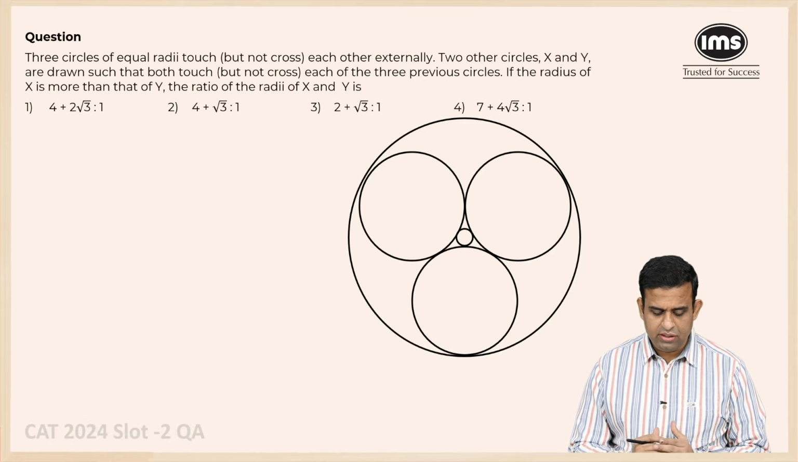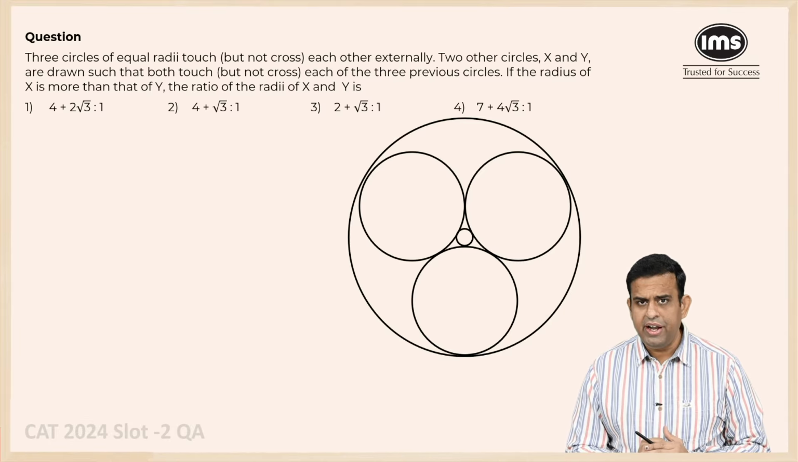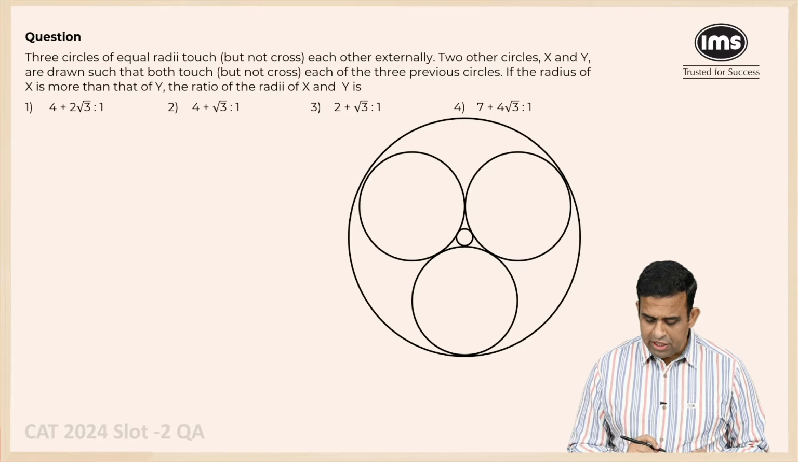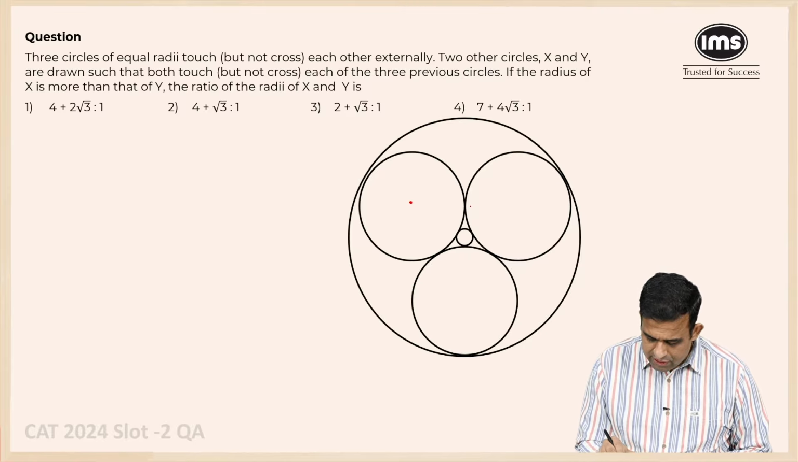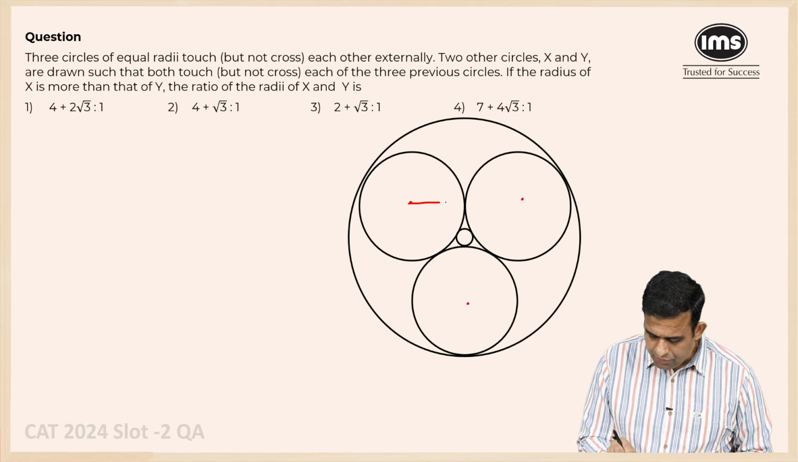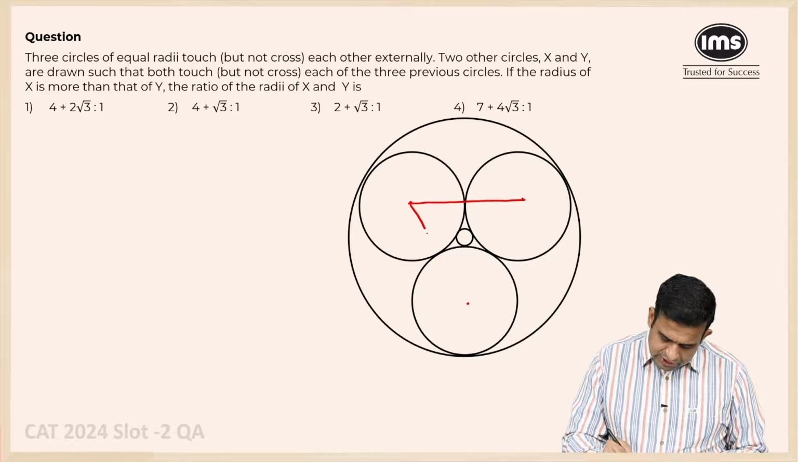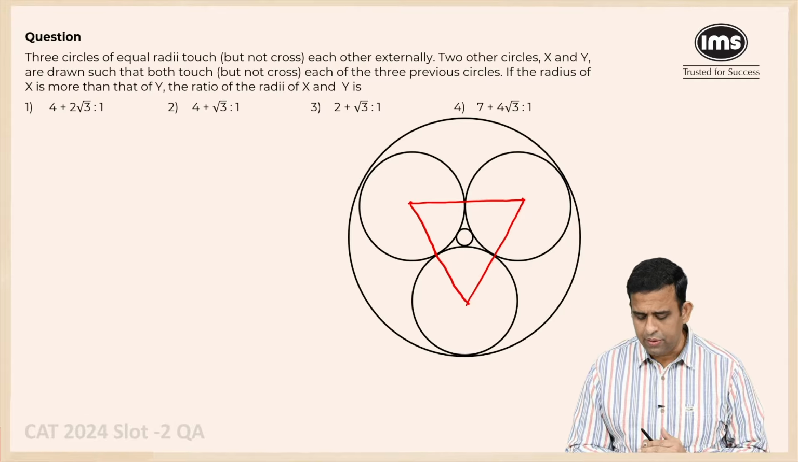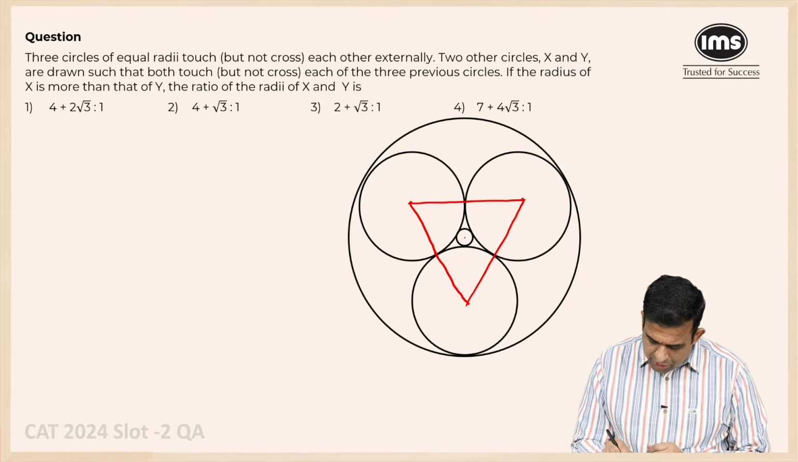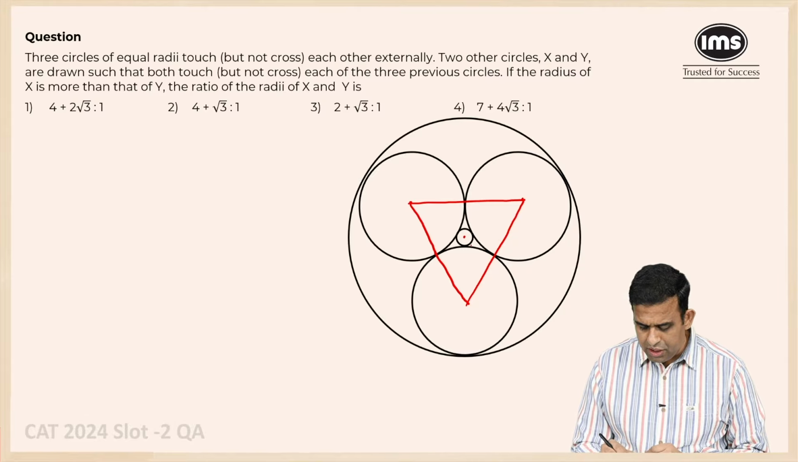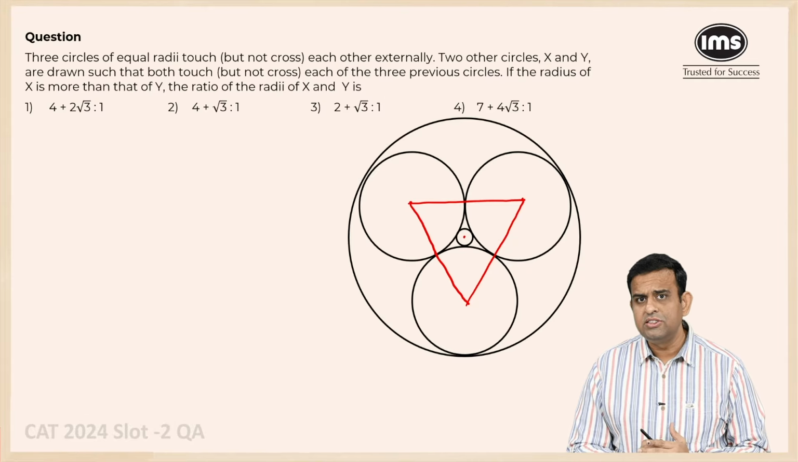So possibly for the 3 circles of equal radius, we can take whatever value we are comfortable with. And we have seen this multiple times. For example, if I take the centers of these 3 circles and join the centers like this, they are definitely going to form an equilateral triangle. And if I look at the center of this small circle, this particular point has to be a centroid.